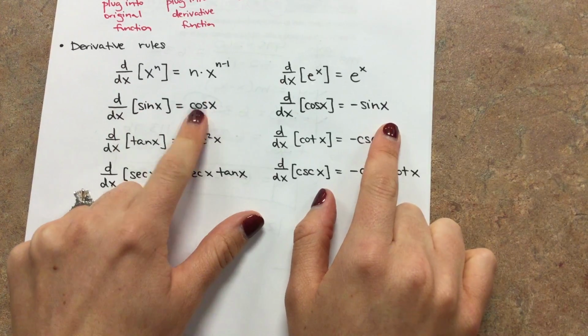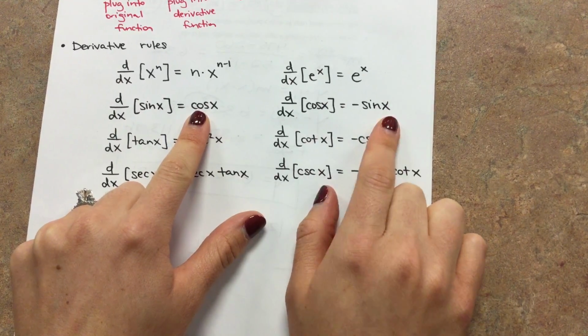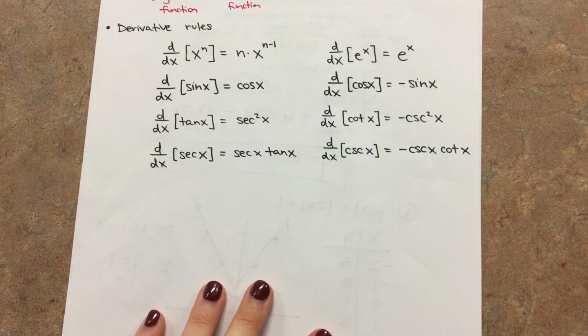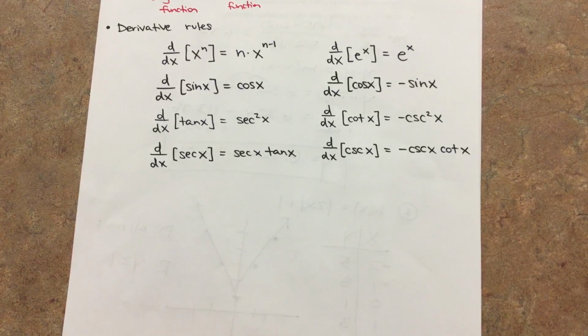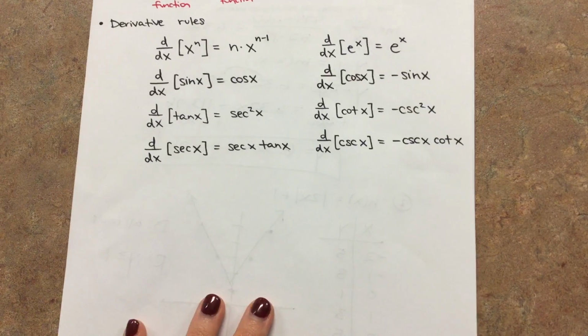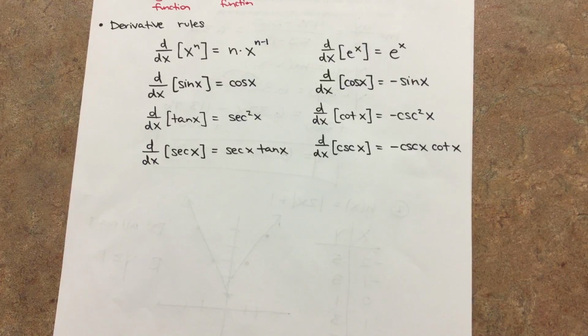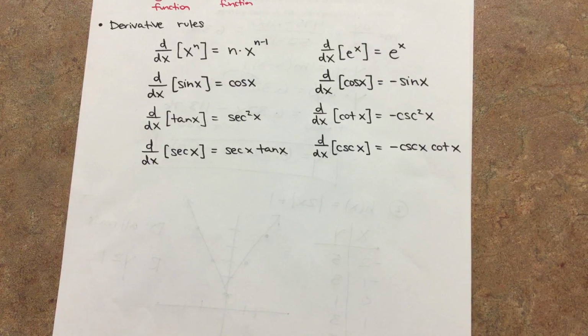But these ones, so sine, the derivative is cosine. Derivative of cosine is negative sine. Okay, so all the co-functions have negative derivatives. That's an easy part to remember. Okay, so those are the 8 functions that we know how to take the derivative of so far.